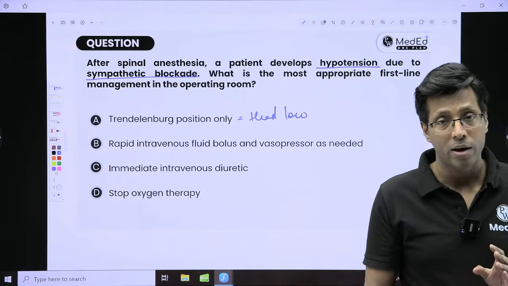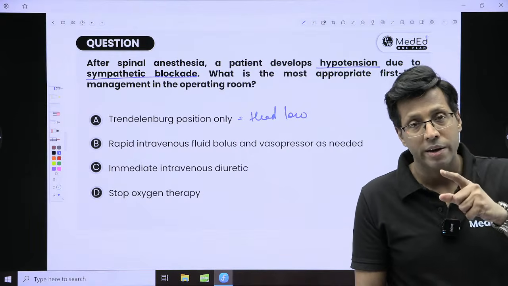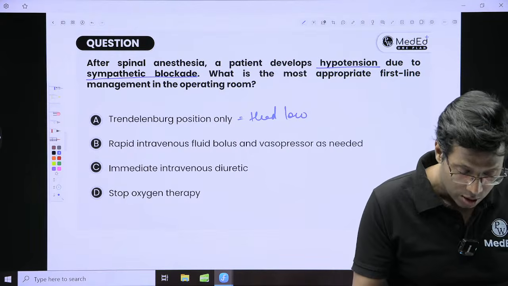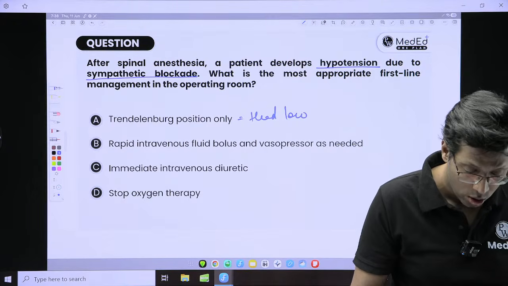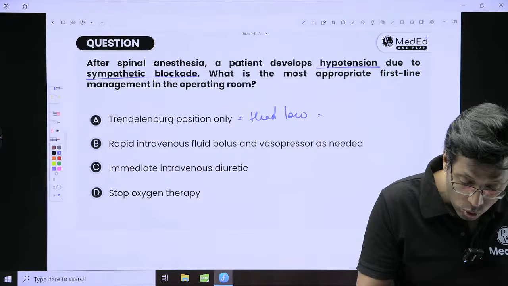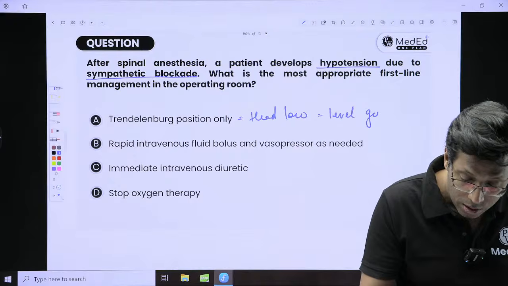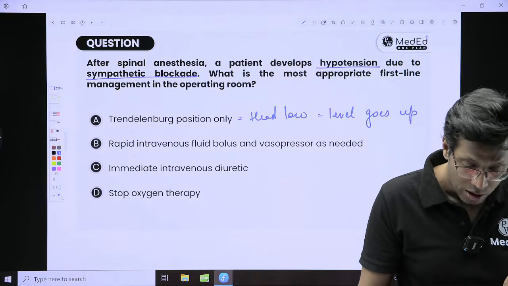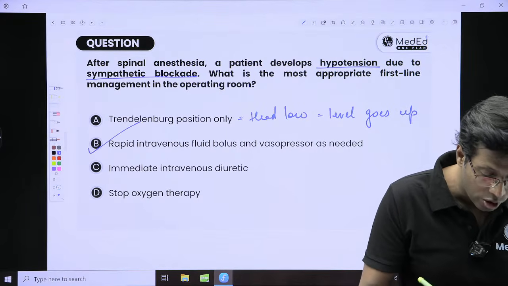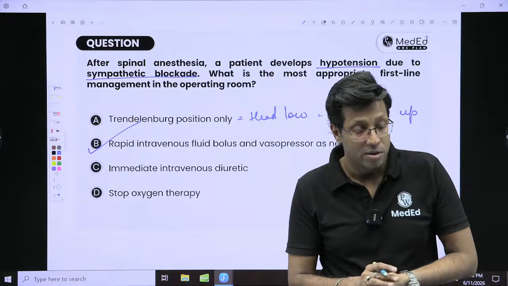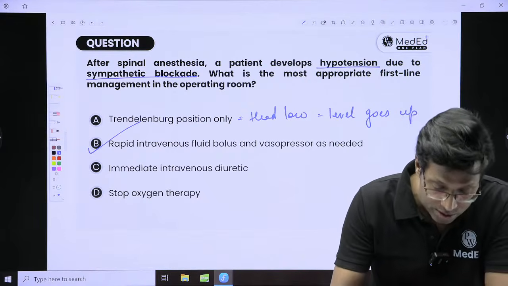If you do a head low, remember our drug contains dextrose, it is going to go back further. So in a head low position, the level is going to go up. Do you want that? Is that needed? The patient already has hypotension. Why do you want it? Correct answer, all of you have said correctly: intravenous fluid bolus and vasopressors as needed.